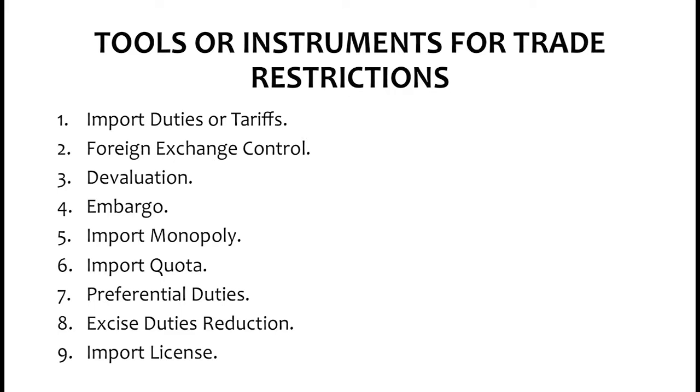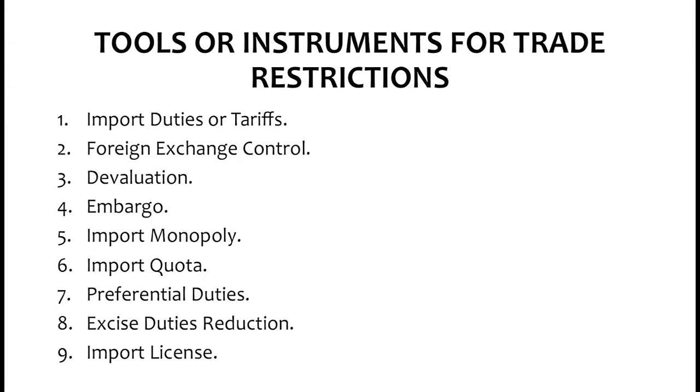Then we have excise duties reduction. When we talk about excise duties reduction, we're talking about local industries. Industries that are found in a particular country. The federal government can decide to reduce the amount of money they are paying as tax, to encourage them, to make them be able to stand on their own and be able to produce goods in excess that can be produced in the country as well as be exported to other countries.